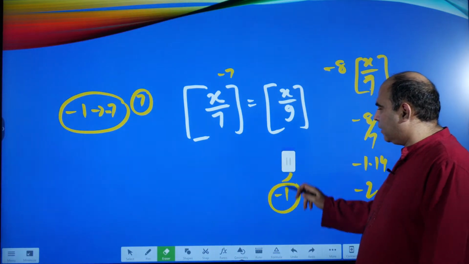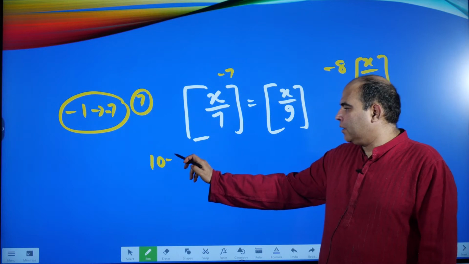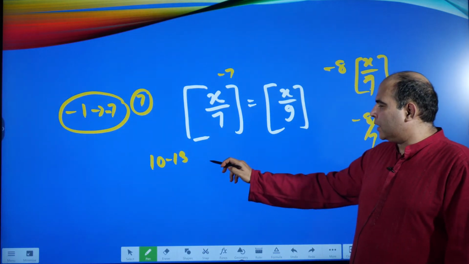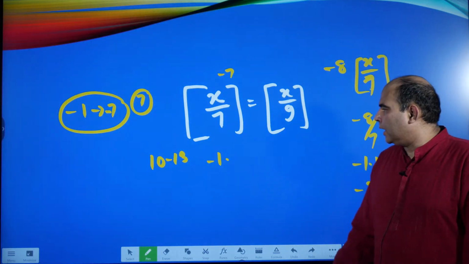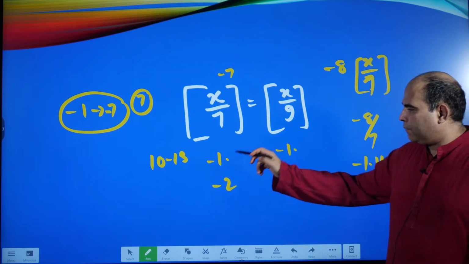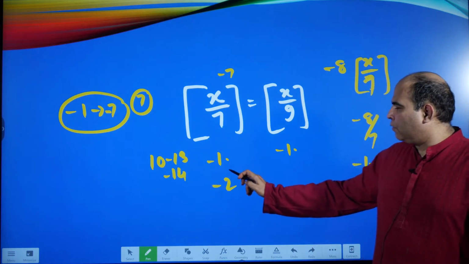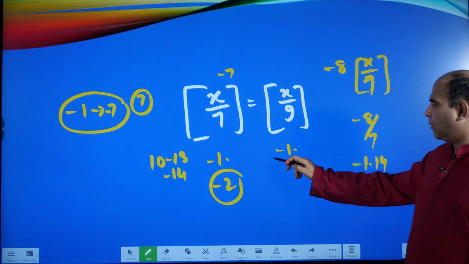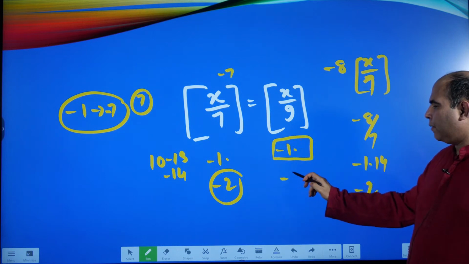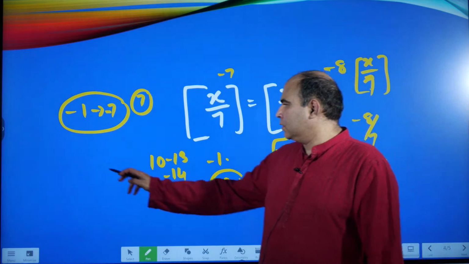But if you go to minus 10, 11, 12 and 13, between 10 to 13, this will be minus 1 point something, and this will also be minus 1 point something. So both of them will give you minus 2. In fact, not just 10 to 13, also 10 to 14. At 14 also this will give you minus 2, and this will also be minus 1 point something. So the GIF will be minus 2. So minus 10 to 14 is the next 5 values.